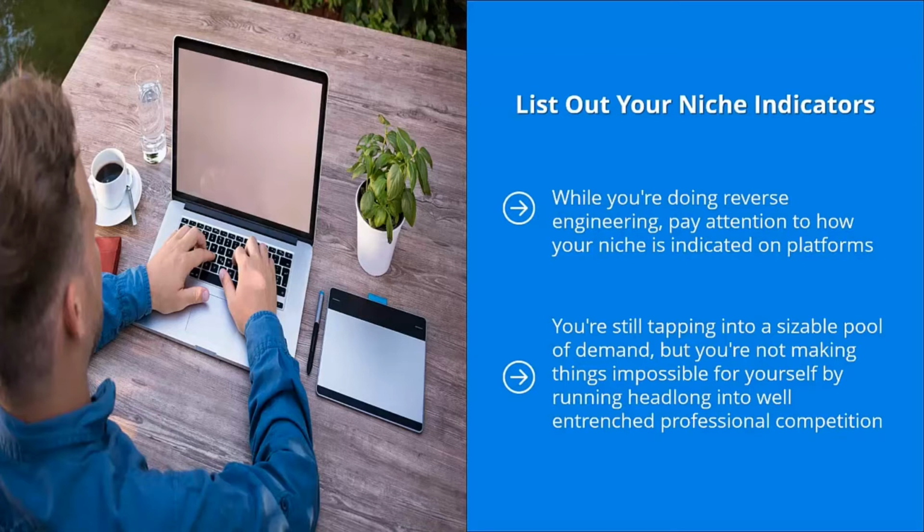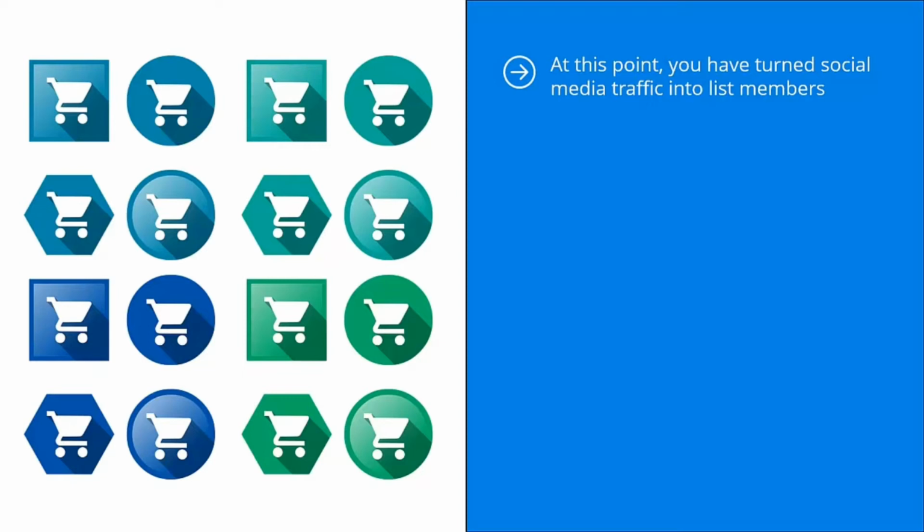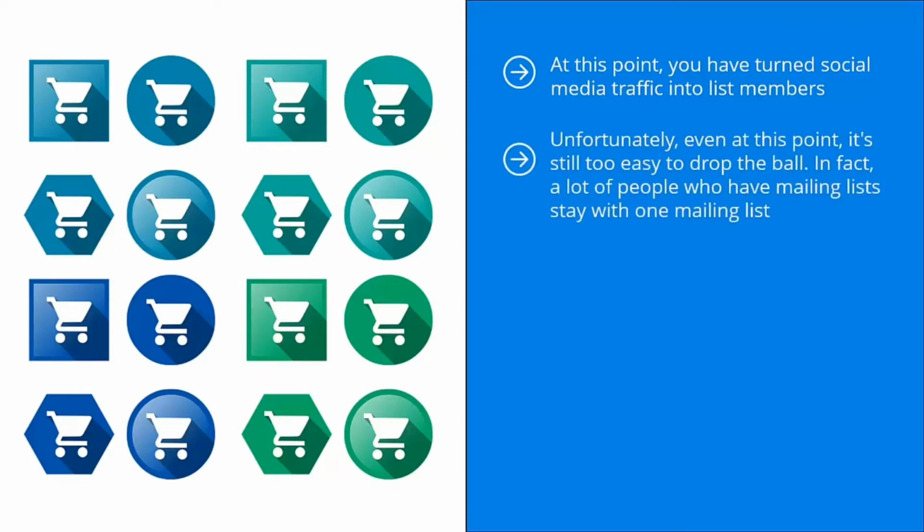Sell to your list differently. At this point, you have turned social media traffic into list members. Congratulate yourself. You've managed to do something the vast majority of social media marketers cannot do, or, worse yet, don't even think about doing. It's quite an accomplishment. Unfortunately, even at this point, it's still too easy to drop the ball. In fact, a lot of people who have mailing lists stay with one mailing list. They think that as long as people who visit their blog sign up to their mailing list, they're good.